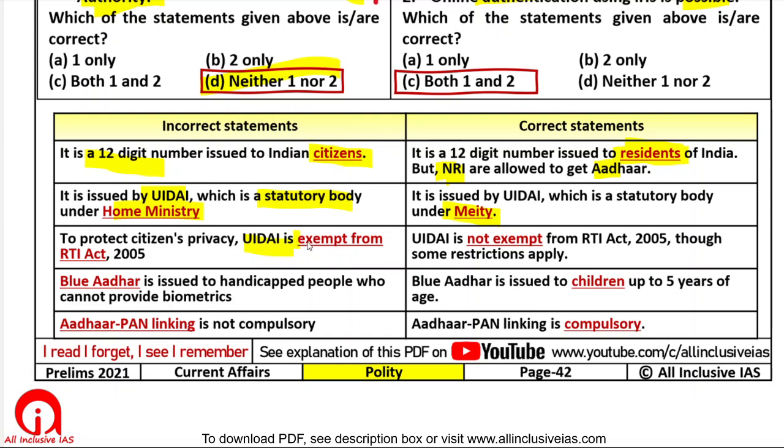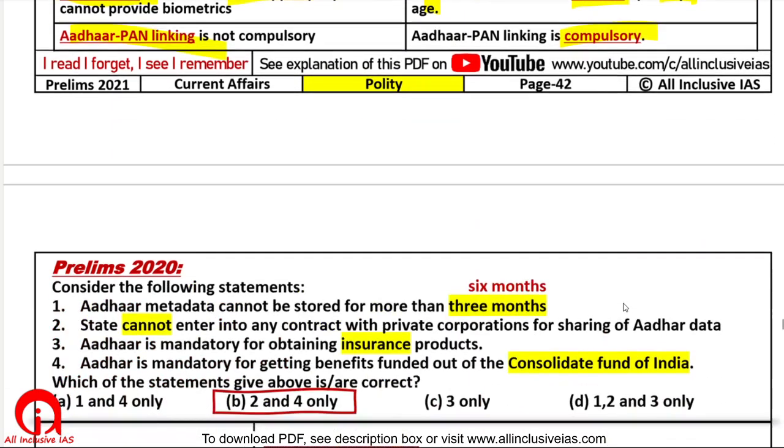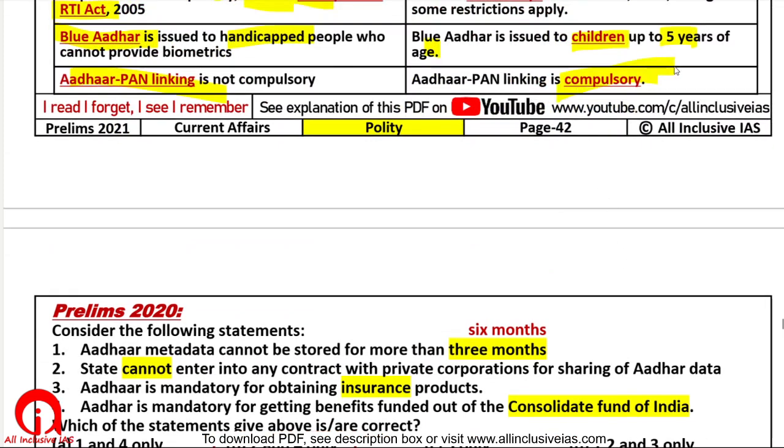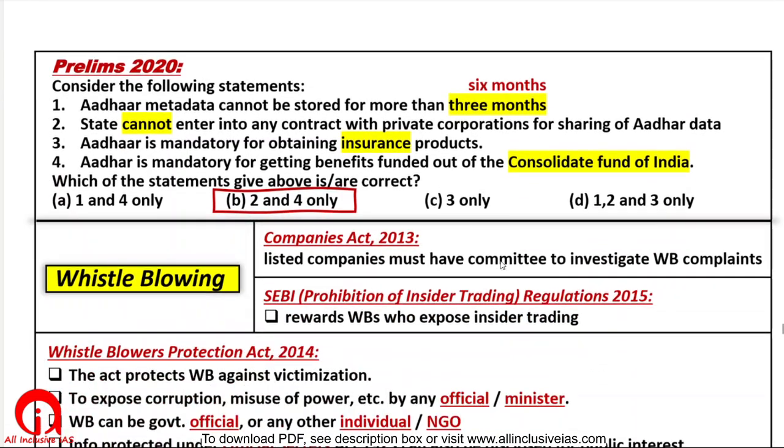UIDAI is not exempt under the RTI Act. RTI applies to UIDAI. Blue Aadhaar is issued to whom? No, it is not issued to handicapped people. It is issued to children up to 5 years of age. Aadhaar PAN linking is compulsory. However, the deadline is being extended by the government again and again, right? But the linking is compulsory.